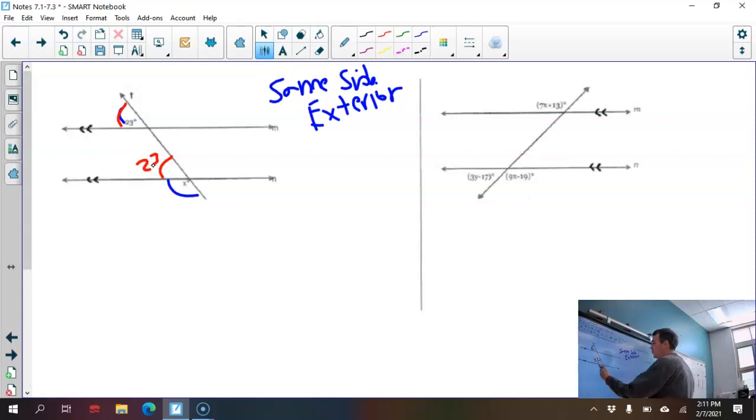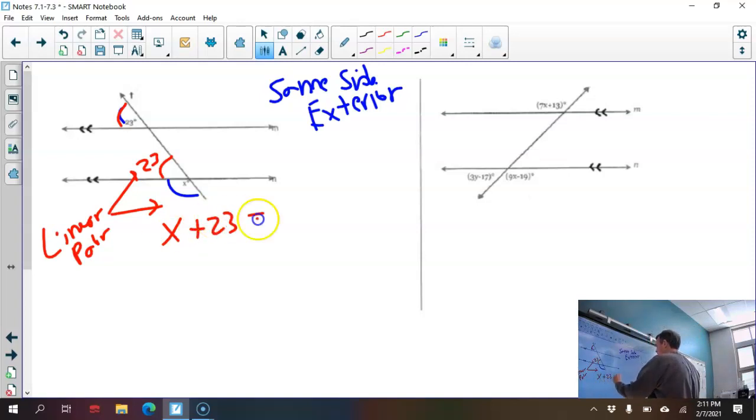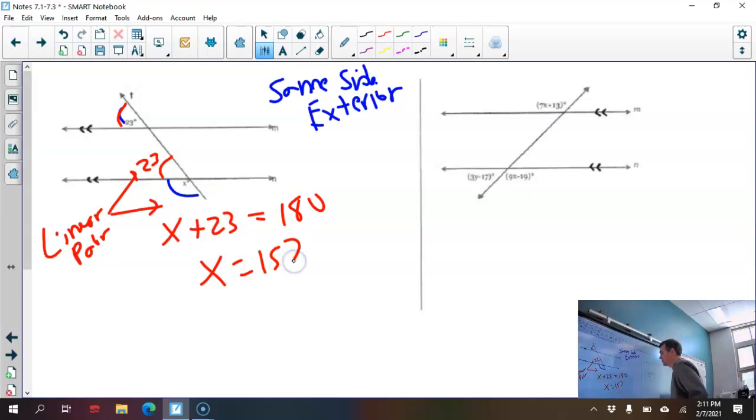And I do have a rule for these two angles. Do you know what it is? I hope you do. They make a linear pair. So I now know that x plus 23 equals 180, and I can solve for x just by subtracting 23 from both sides, and x would be 157. So apparently, same side exterior angles add up to 180 when they're between parallel lines.